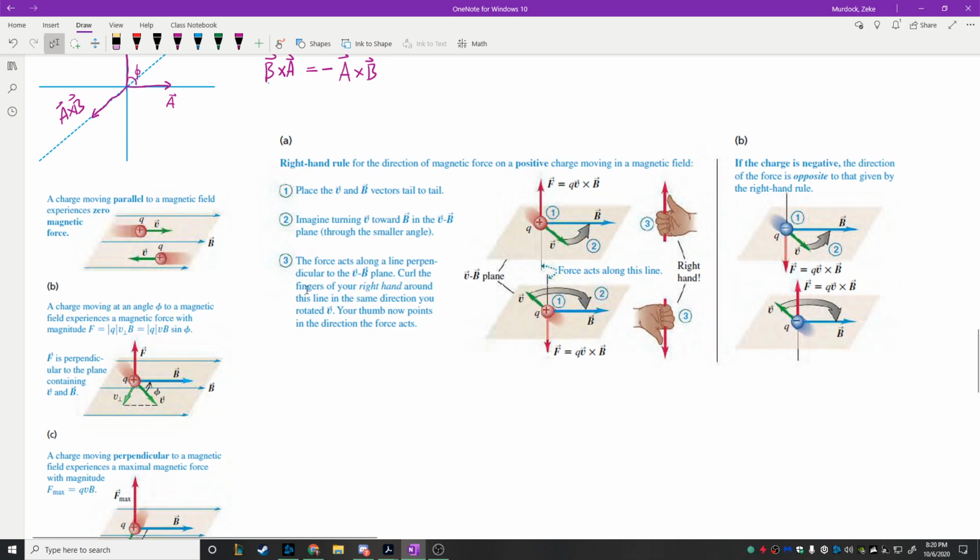The force acts along a line perpendicular to the VB plane. You curl the fingers of your right hand around this line in the same direction you've rotated V. Your thumb now points downwards. In this picture, the velocity vector points off that way, and you should be able to show that if you point your fingers in that direction and rotate towards B, you get your thumb pointing downwards, like this right here.